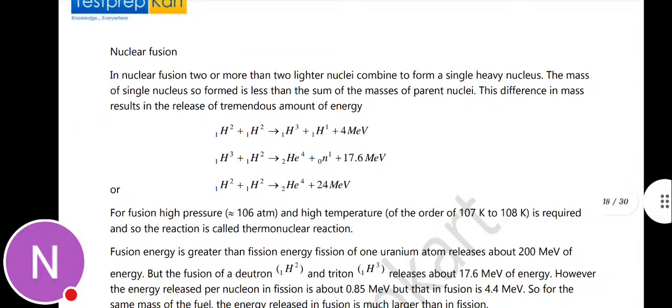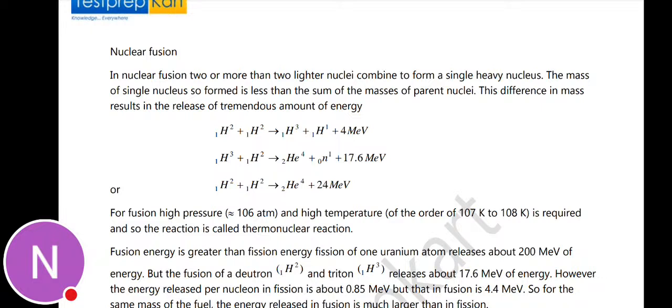Next is nuclear fusion. In nuclear fusion, two or more lighter nuclei combine to form a single heavy nucleus. In nuclear fission, there was a heavy nucleus divided into two lighter nuclei, right? But here in nuclear fusion, two or more lighter nuclei combine to form a single heavy nucleus.